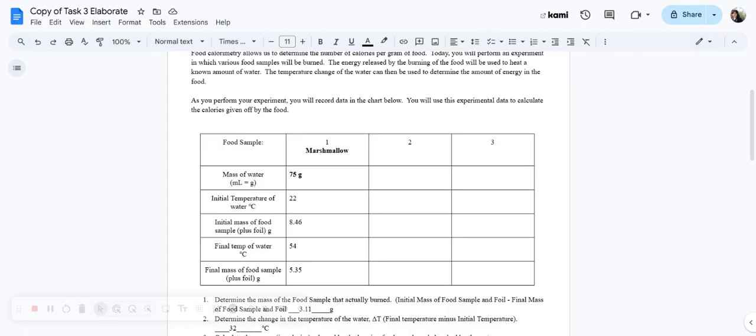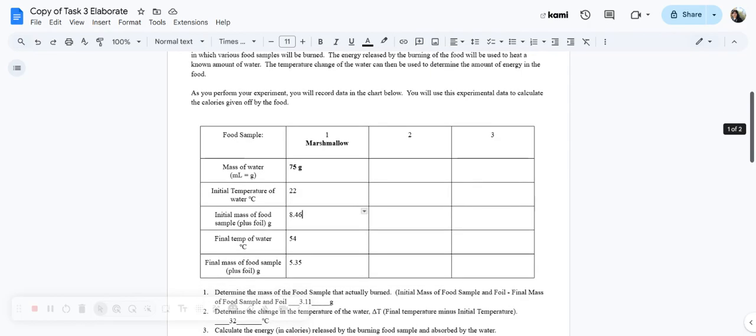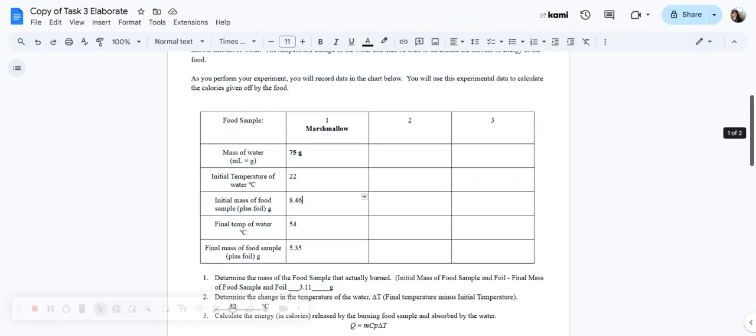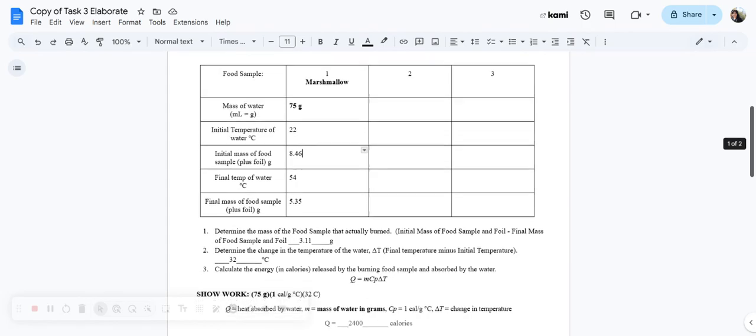Let's suppose that I took the mass of the water and I found it to be 75 grams. My initial temperature of the water was 22 degrees Celsius. The initial mass of the food sample plus the foil was 8.46. When I burned that marshmallow and made it nice and toasty, it wound up being 54 degrees Celsius for the final temperature of water. And then the final mass of the food sample plus the foil was 5.35 grams.